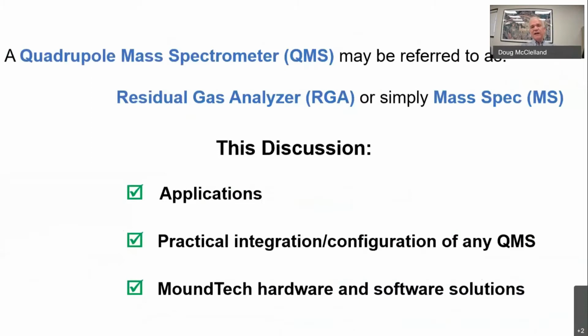The Quadrupole Mass Spec, you may hear that referred to as a QMS, just a simple mass spec, MS, or you may hear the term RGA, residual gas analyzer. We're talking about all the same instrument. In this discussion, we're going to go over applications of the mass spec, and we're actually going to have a demonstration of an application for the unit. We're going to go over practical integration and configuration of the mass spec, as well as demonstrating how that is integrated, and discuss the Mound Technical Solutions hardware and software products that make this a little bit easier for your application.